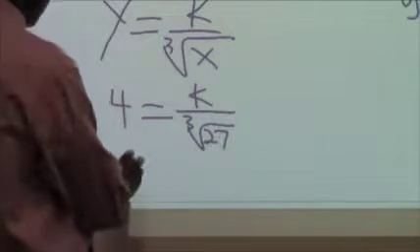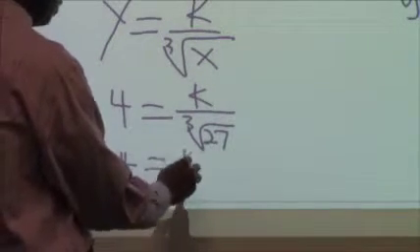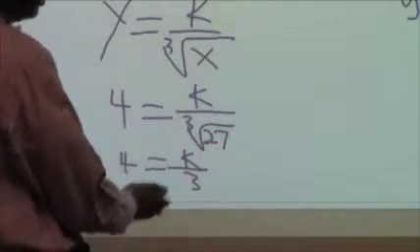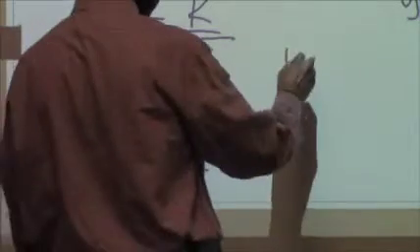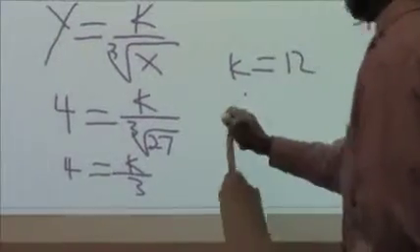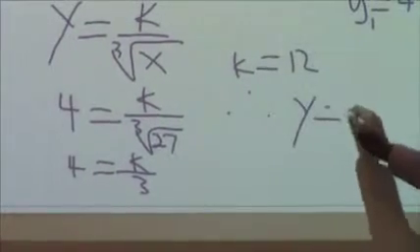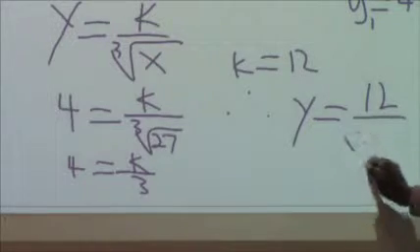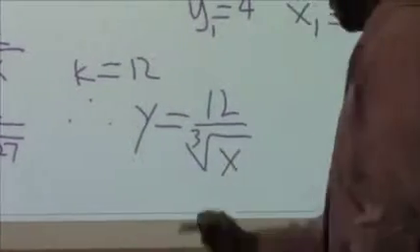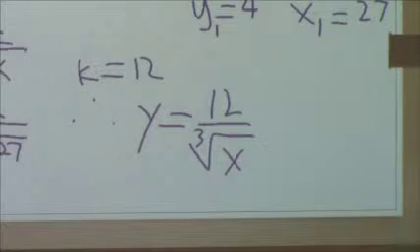The cube root of 27 is 3. So we multiply it, we're going to have k will be equal to 12. Therefore, our relationship will be y equals 12 over the cube root of x. So this is our inverse relationship.